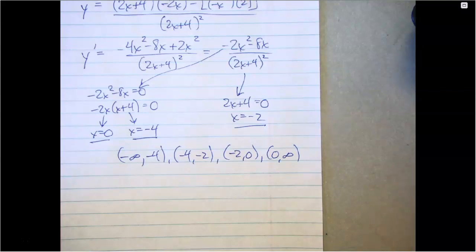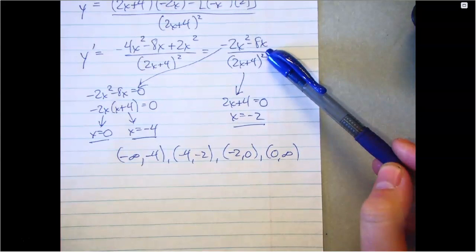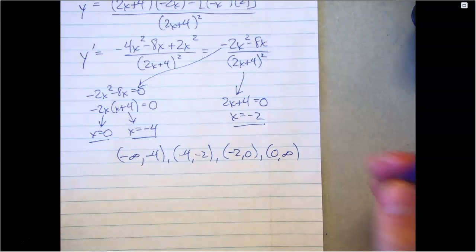Yeah. So I did the quotient rule. Did you get what I got? Yeah, right there. What are you doing? Set the top equal to 0. Okay. Solve it. Set the bottom equal to 0. Solve it. Okay, so that's how I got those numbers.